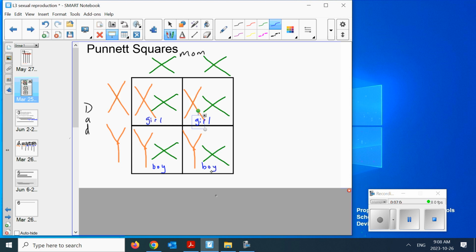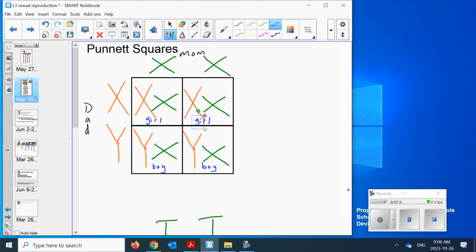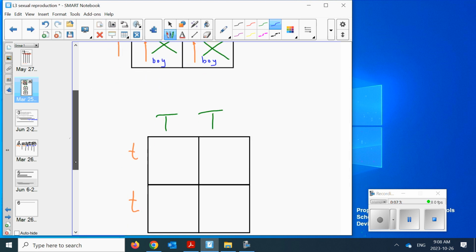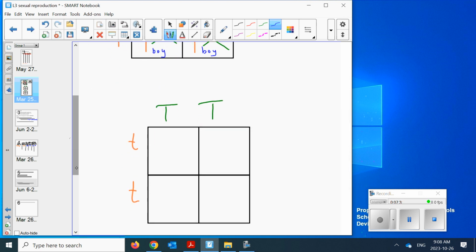Some of those characteristics we've looked at, some we can explain using this kind of simple genetics. There are more complex things, like hair color, which is not so simple that it's just this characteristic or that characteristic. There's a whole range of things. Some of them are simple. So I'm going to take a look at tongue roll.